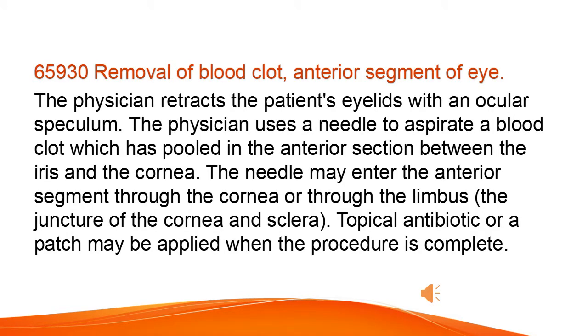Removal of blood clot, anterior segment of eye. The physician retracts the patient's eyelids with an ocular speculum. The physician uses a needle to aspirate a blood clot which has pooled in the anterior section between the iris and the cornea. The needle may enter the anterior segment through the cornea or through the limbus, the juncture of the cornea and sclera. Topical antibiotic or a patch may be applied when the procedure is complete.